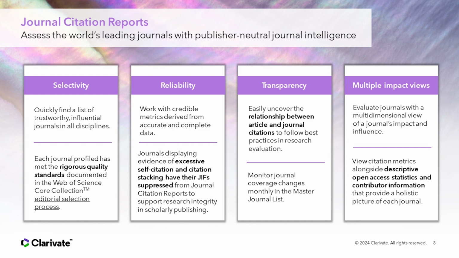And journal suppression is not the only way that Journal Citation Reports supports research integrity. Of course, you can view citation metrics alongside descriptive open access statistics and contributor information at the country level. So if you take a journal, you want to know where the researchers publishing in this journal are based, at the country level and at the institutional level. So you will see the contribution of a country, the contribution of an institution. And of course, you would be able to drill down to the article data. So you would know that an article has been published in that journal and contributed to the impact factor of that journal, right? And that helps you to better understand the relationship between an article and a journal.